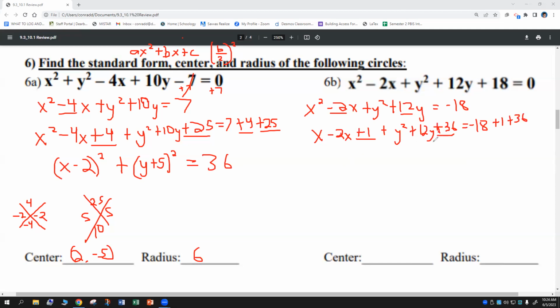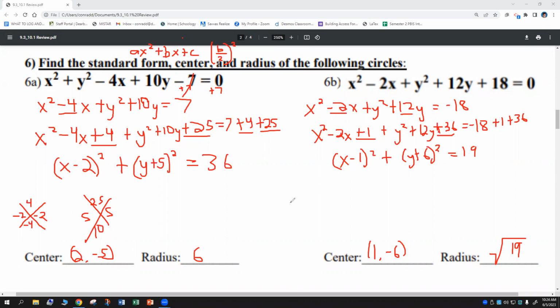So I'm going to end up with, sorry, this is x squared, right? So then I factor, I'm going to get (x - 1)² + (y + 6)². And that's going to be all equal to 19. So when I write my center, I'm going to have (1, -6). My radius is going to be the square root of 19.